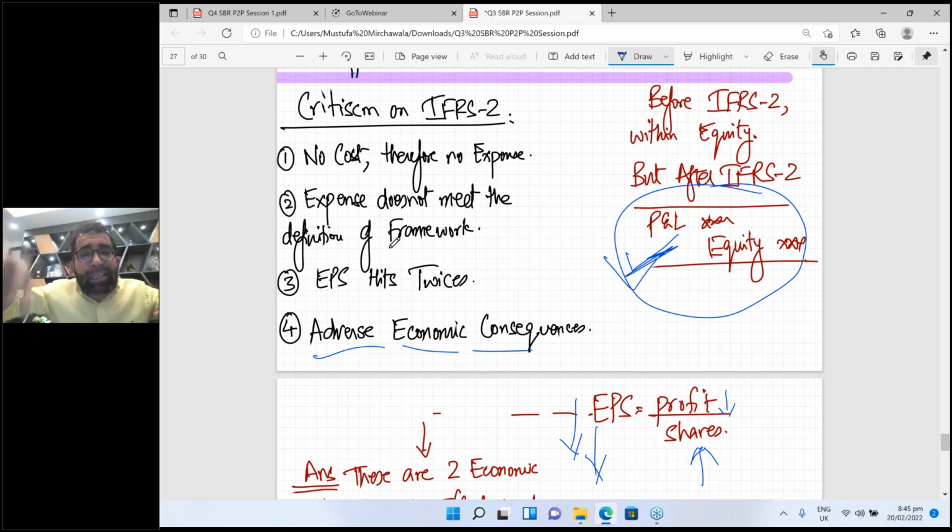Plus, the company issuing shares was not reporting faithfully, not following faithful representation. Just think. So without this IFRS, there were more adverse consequences. So that's why the Board said this is an excellent standard. Did you understand?